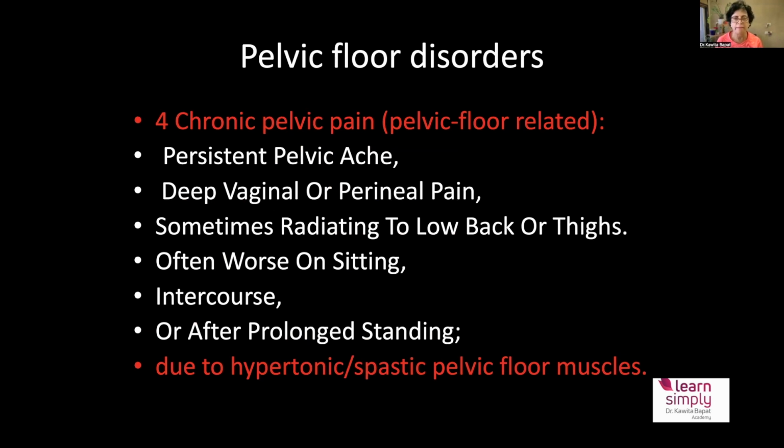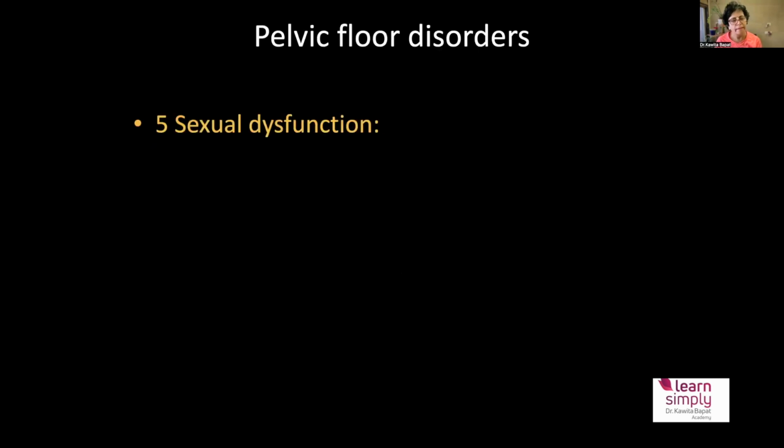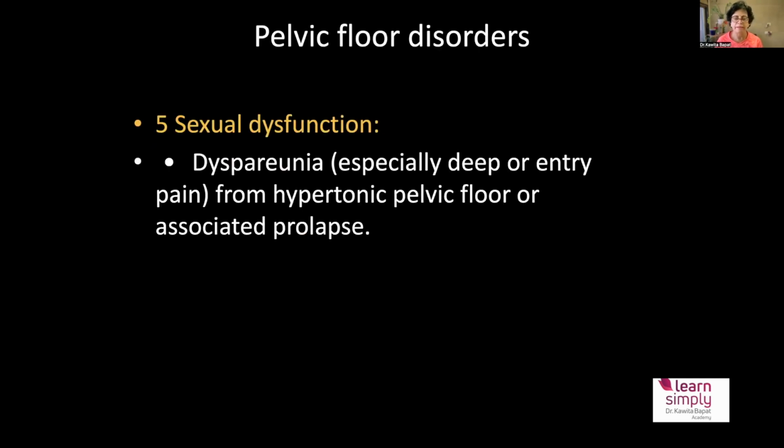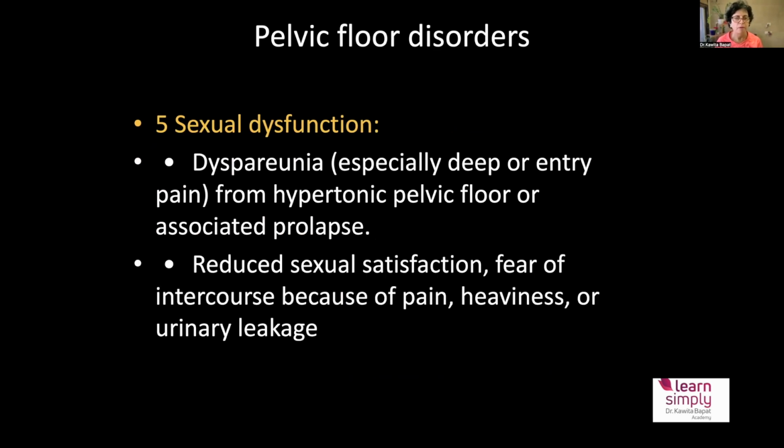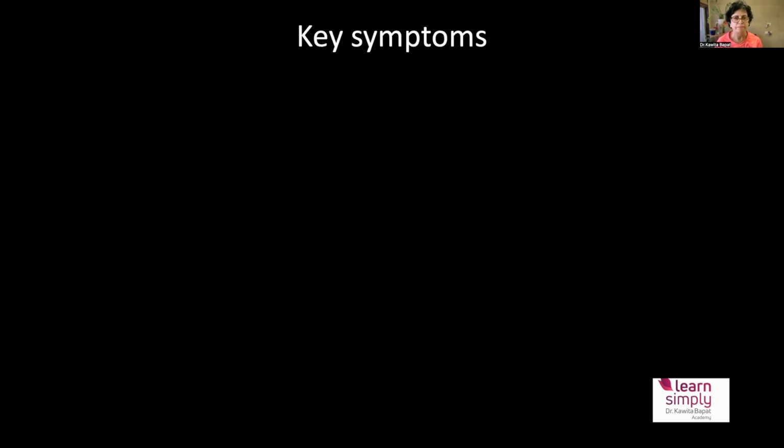Persistent pelvic ache, deep vaginal or perineal pain, sometimes radiating to the low back or thighs, often worse on sitting, intercourse, or after prolonged standing. And it is all due to hypertonic or spastic pelvic floor muscles. Then fifth is sexual dysfunction. It can be dyspareunia, especially deep or entry pain from the hypertonic pelvic floor and associated prolapse, or reduced sexual satisfaction, fear of intercourse because of pain, heaviness, and urinary leakage.